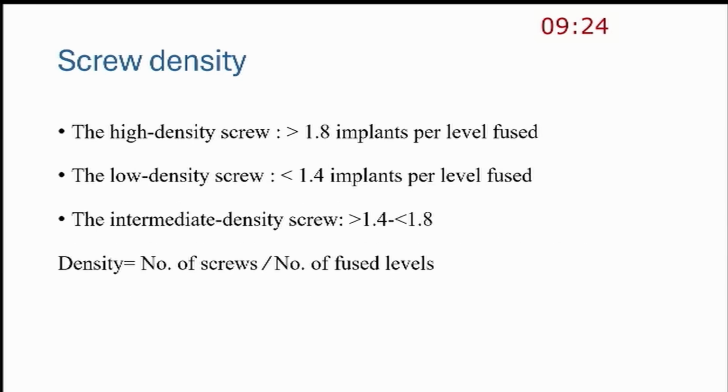This is the equation of the density: the number of screws or anchors divided by the number of fused levels. High density is more than 1.8 implants per fused level, low density is less than 1.4, and intermediate density is from 1.4 to 1.8.